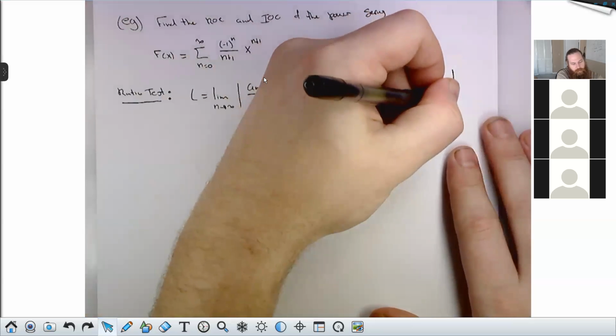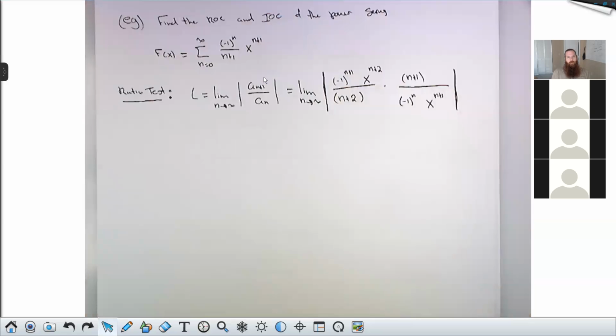Does everybody see why this is the ratio test limit for this series? This stuff right here is a_n, the whole thing. So for a_(n+1), I just swap all the n's for n plus 1s. That gives me negative 1 to the n plus 1, x to the n plus 2 over n plus 2. That's this piece. And then I'm dividing by a_n, so I'm going to multiply by the reciprocal of a_n. I just take a_n and flip it over, and I get this.